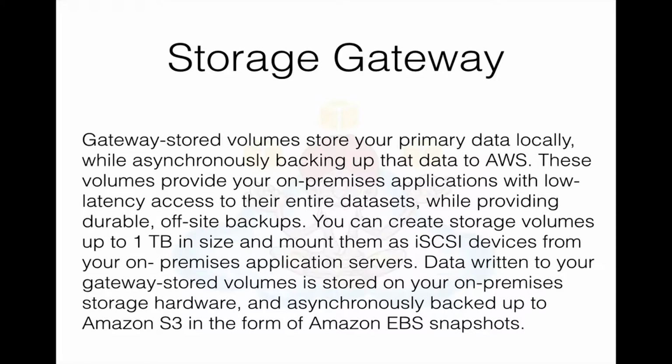These volumes provide you with on-premise applications with low latency access to their entire data sets while providing durable offsite backups. You can create storage volumes up to 1 terabyte in size and mount them as iSCSI devices from your on-premise application servers. Data written to your gateway stored volumes is stored on your on-premise storage hardware, and it's asynchronously backed up to Amazon S3 in the form of Amazon EBS snapshots.